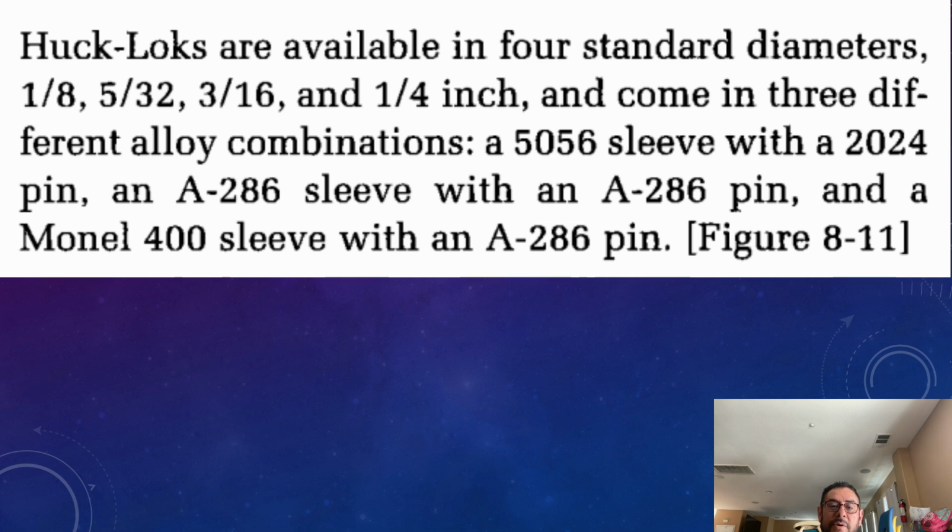Hi-Loks are available in four standard diameters: 1/8, 5/32, 3/16, and 1/4 inch, and come in three different alloy combinations: a 5056 sleeve with a 2024 pin, an A286 sleeve with an A286 pin, and a Monel 400 sleeve with an A286 pin.